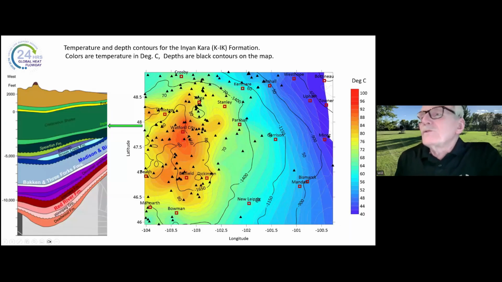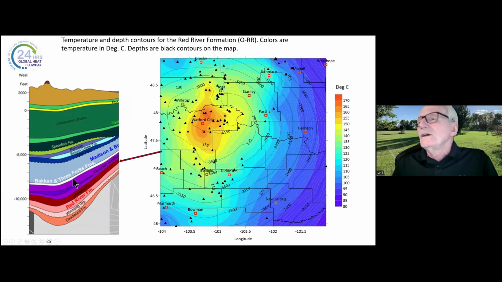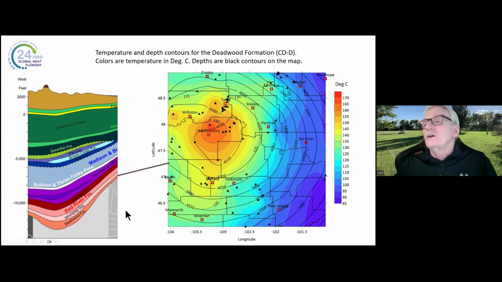I have temperature contour maps and depth contour maps for each of the formations. So for a developer, if you just want to do space heating, here's some nice temperatures in the Inyan Kara Formation. Or we can go down, let's go down to the base of the Madison Formation, which is a good bit hotter. And you can see where you would go for that. The Red River Formation, one of the large oil producers in the basin, and we're getting temperatures up into the 160s. And if we go all the way down to the Deadwood Formation, the basal unit, we have temperatures up to close to 170 degrees C. So that's what we've done.